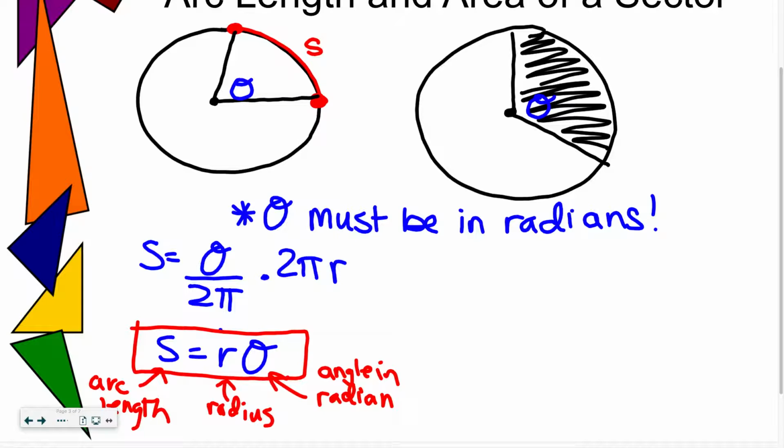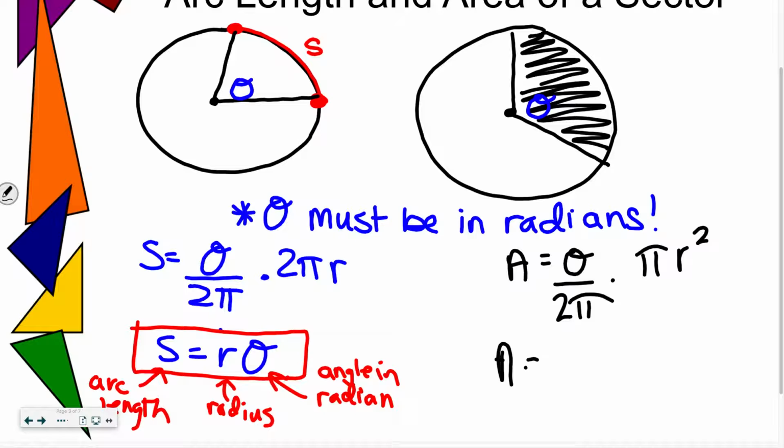So if I worked on my area, we'll use A for area. Area is equal to the fraction theta over 2 pi. So if I did like pi over 2 pi, that would be 1/2. Wouldn't pi radians be half the circle? Okay. So theta over 2 pi times, does anybody remember the area formula? Pi r squared. What happens in this one? The pi's cancel. Okay, so only your pi's cancel. And the standard way that we write this is 1/2 times r squared times theta.